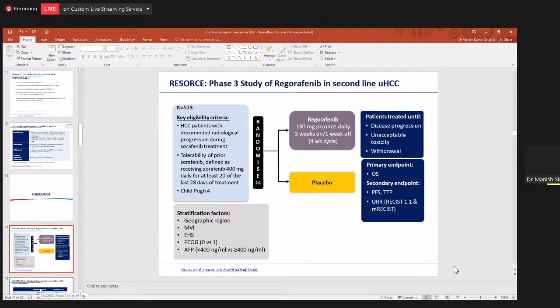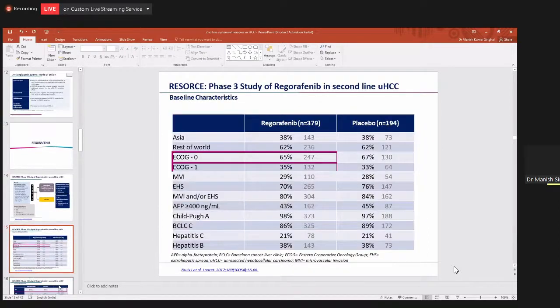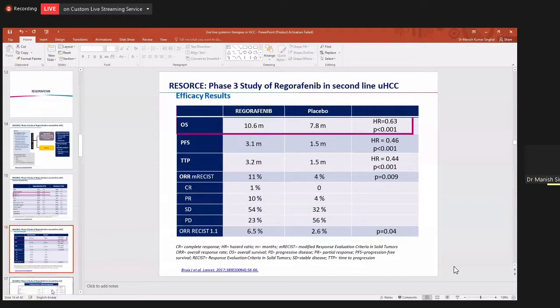So the RESORCE trial is the regorafenib study in the second line, which I think was already discussed by Dr. Sachin and Dr. Sumit Goyal. This study was a phase 3 study of regorafenib. The tolerance was not very good. And if you look at the overall survival, which was the primary endpoint, it did show that it increased to 10.6 months versus 7.8 months.